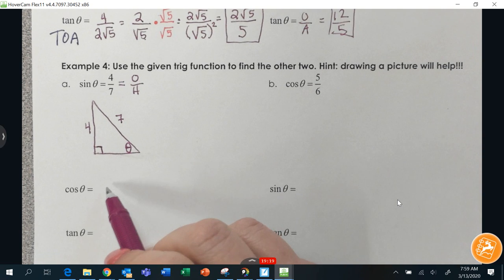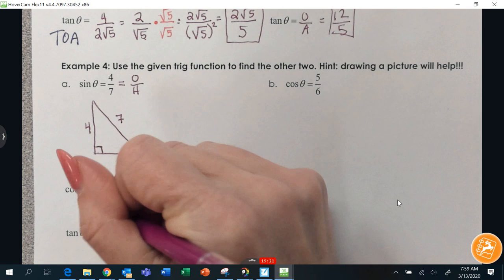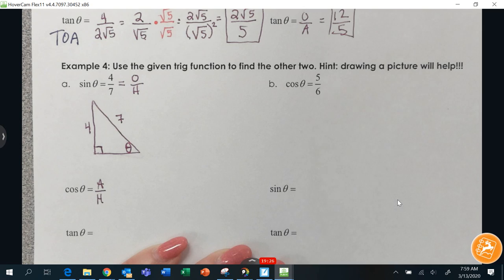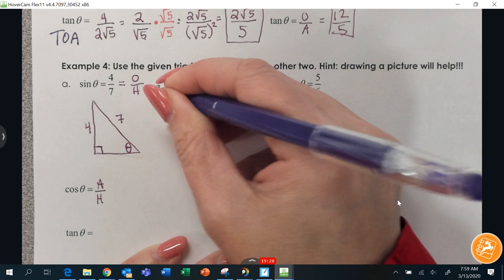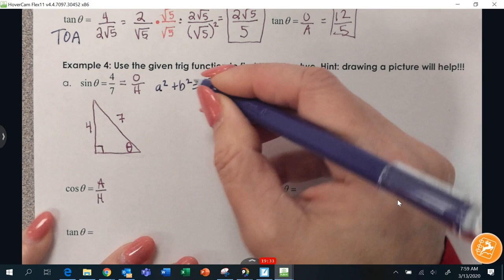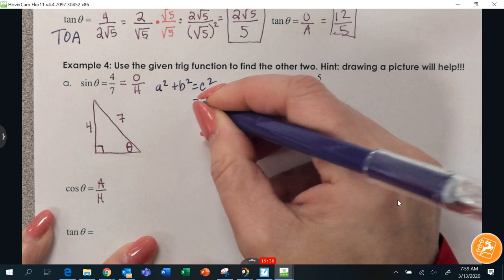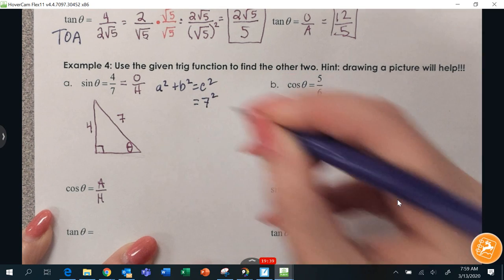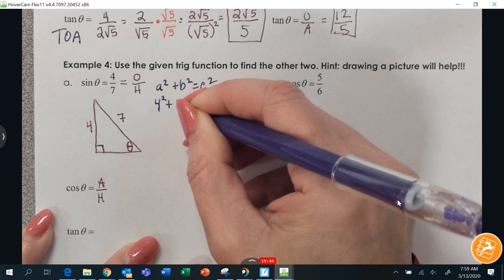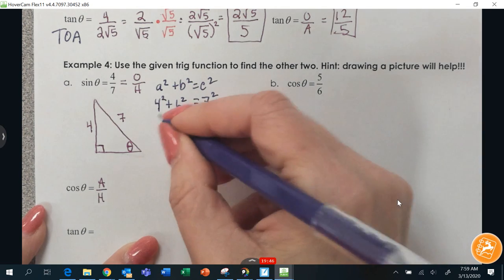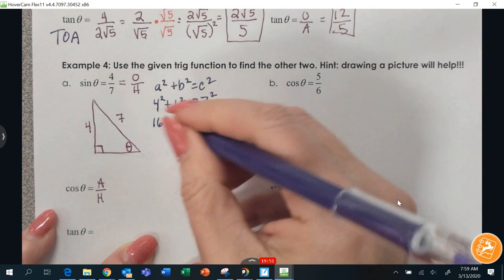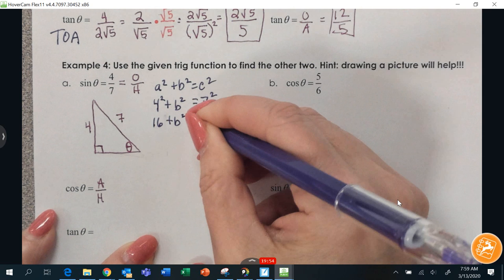In order to find cosine, I need A over H, and I do not know A. So to find A, let's use the Pythagorean theorem. A squared plus B squared equals C squared. Let's see, 7 is the hypotenuse, so that's the C squared. So I'll do 4 squared plus B squared equals 7 squared. 16 plus B squared equals 49.